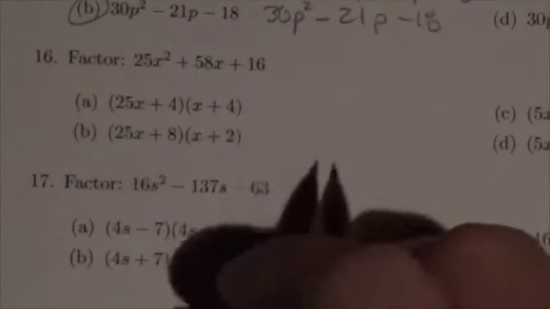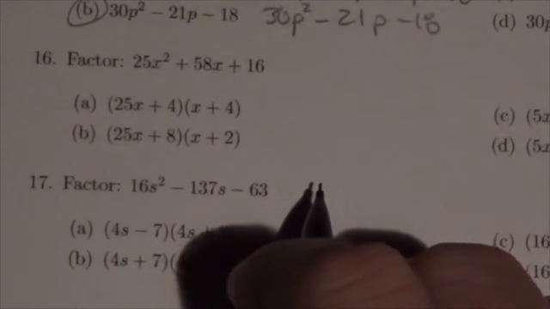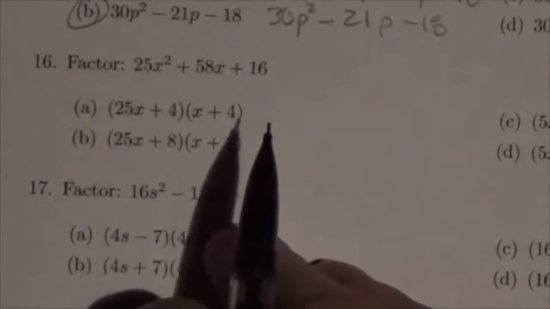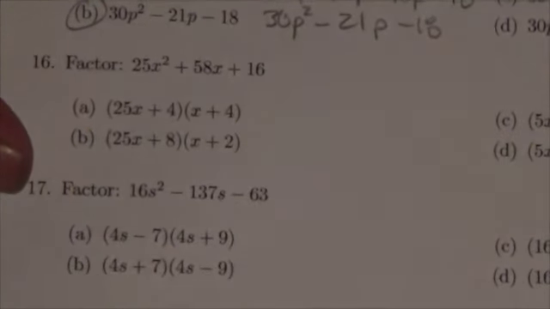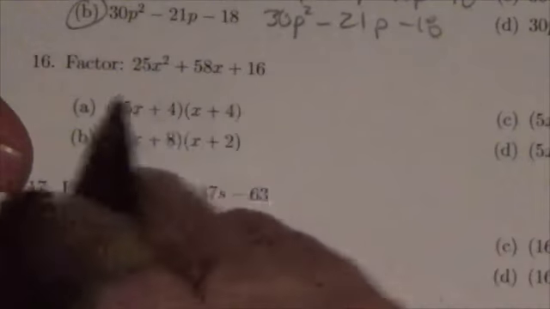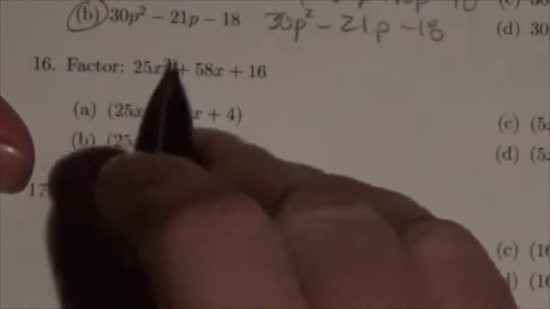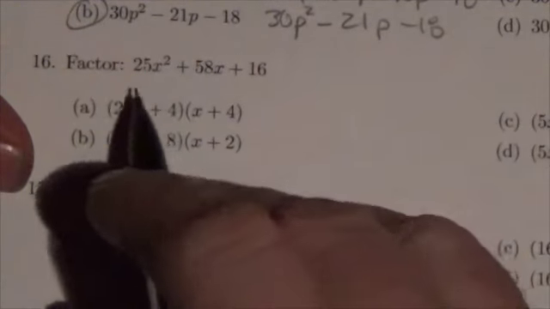Hi everybody, this is the Math 10C Polynomials review, and this is multiple choice number 16. We've got to factor this expression right here. When we multiply the first term by the last term, first of all we should look for common factors, and in this case we don't see any. So let's take that first term and multiply it by the last term.